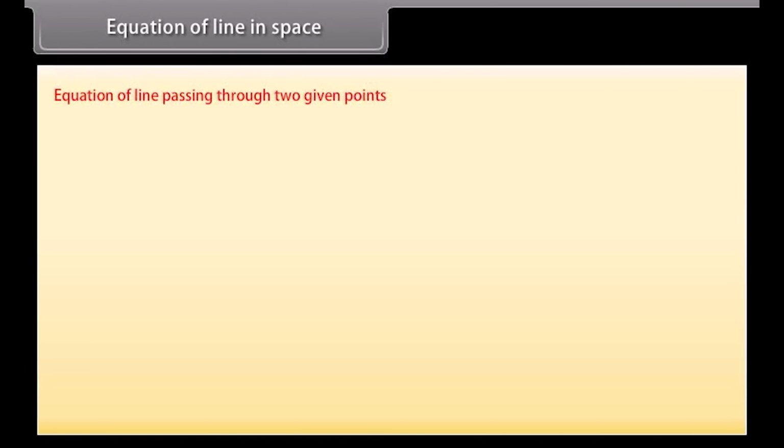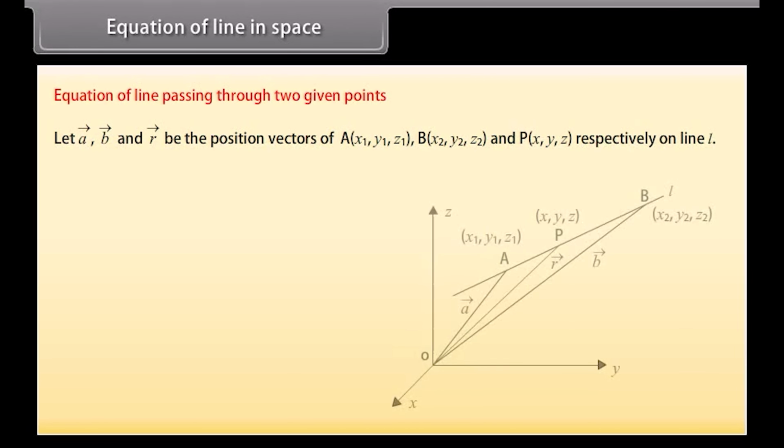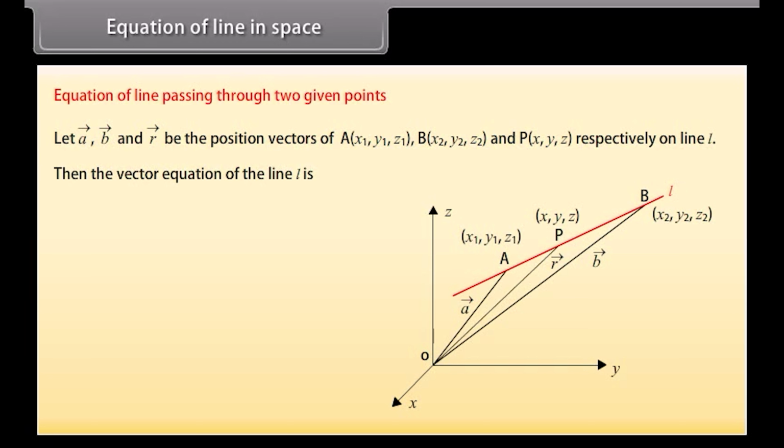Equation of a line in space. Equation of a line passing through two given points. Let vectors a, b and r be the position vectors of A (x1, y1, z1), B (x2, y2, z2) and P (x, y, z) respectively on line L. Then the vector equation of the line L is vector r equals vector a plus lambda times vector b minus vector a, where lambda belongs to the real numbers.